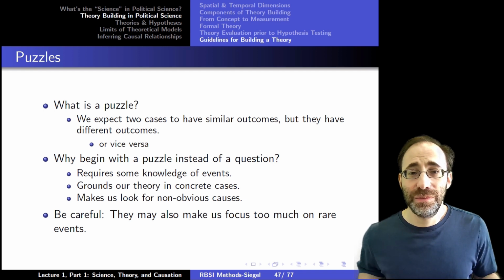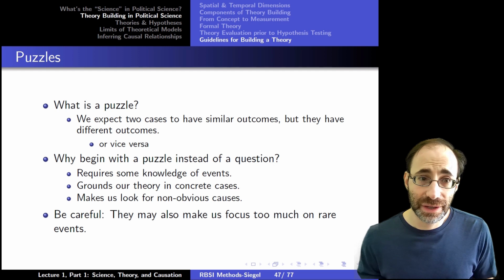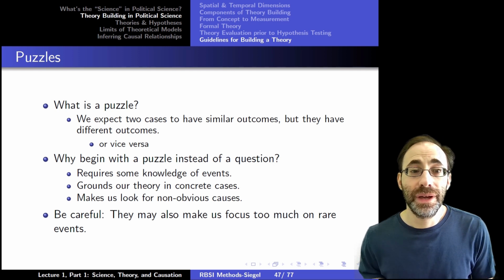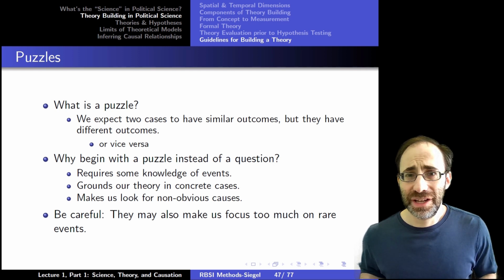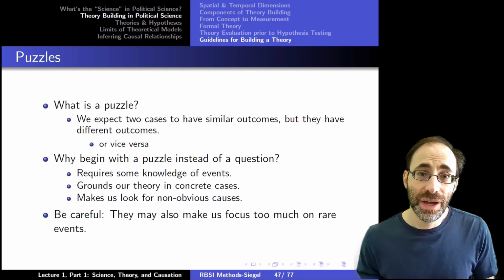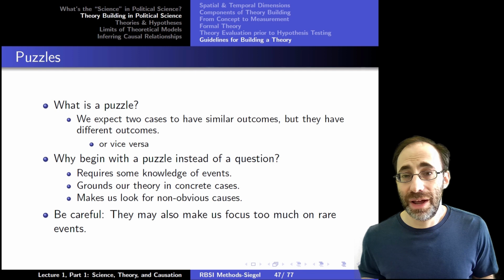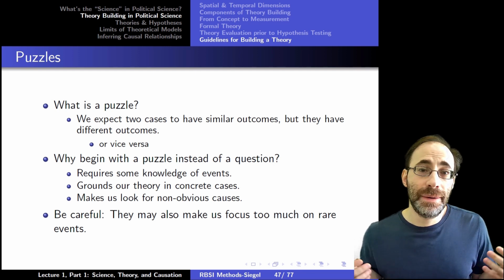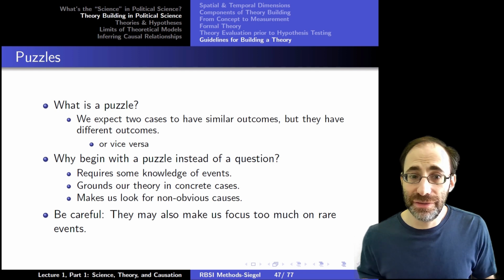Having talked about evaluation, now we're going to move to guidelines for building a theory before we finish this part on theory building. So remember, we started off by discussing that the first step is to present a research question, which could be derived from some pattern you observe in nature, or it could be some puzzle you have. So let's ask, what is a puzzle?